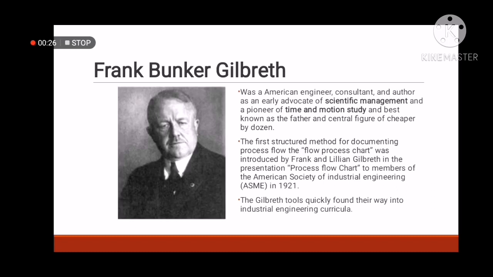Frank Bunker Gilbreth was an American engineer, consultant, and author. As an early advocate of scientific management and the pioneer of time and motion study, he is best known as the father and central figure of Cheaper by the Dozen.